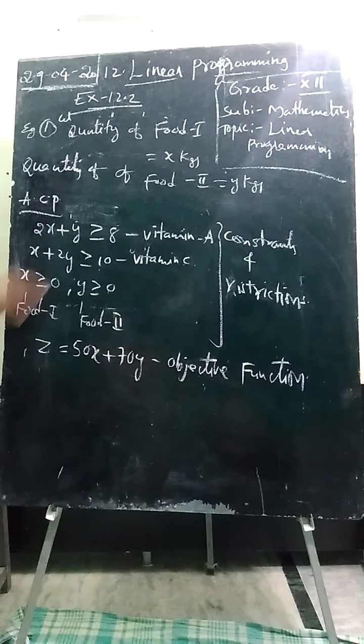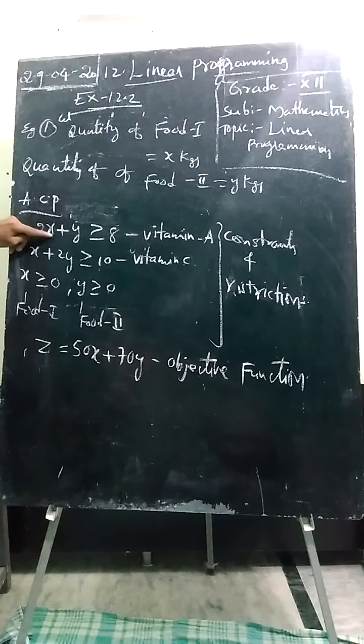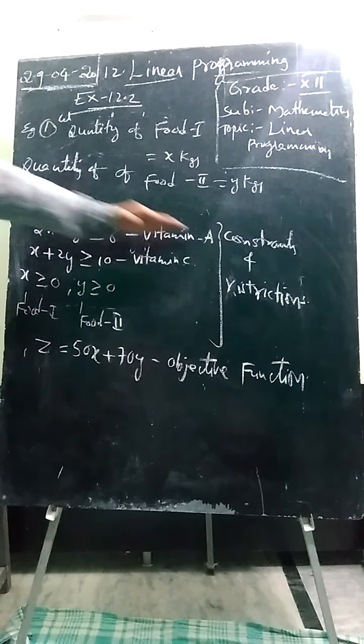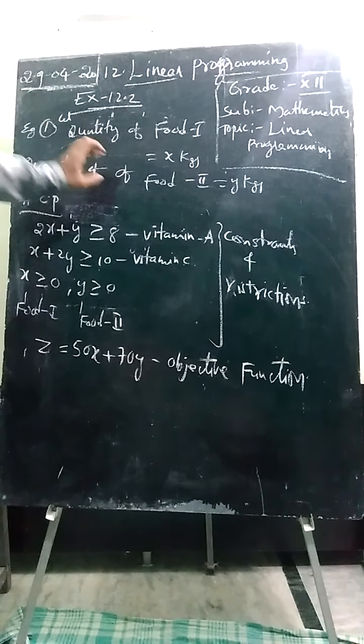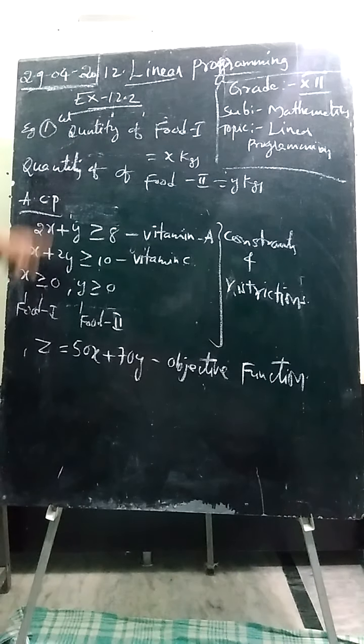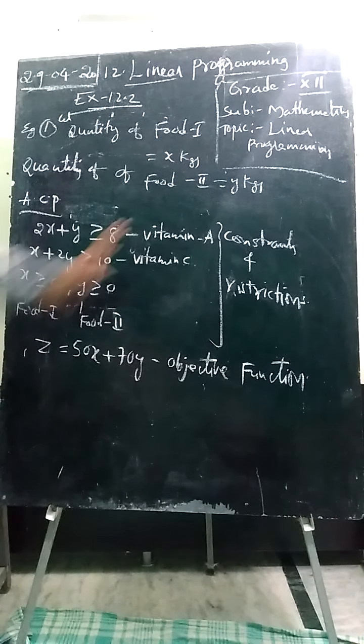So according to that condition, in food 1 we get 2 units of vitamin A, and in food 2 we get 1 unit of vitamin A. That should be greater than or equal to 8 for vitamin A. Then in the second condition, in food 1 there is 1 unit of vitamin C, and in food 2 there are 2 units of vitamin C. It should be greater than or equal to 10 for vitamin C.